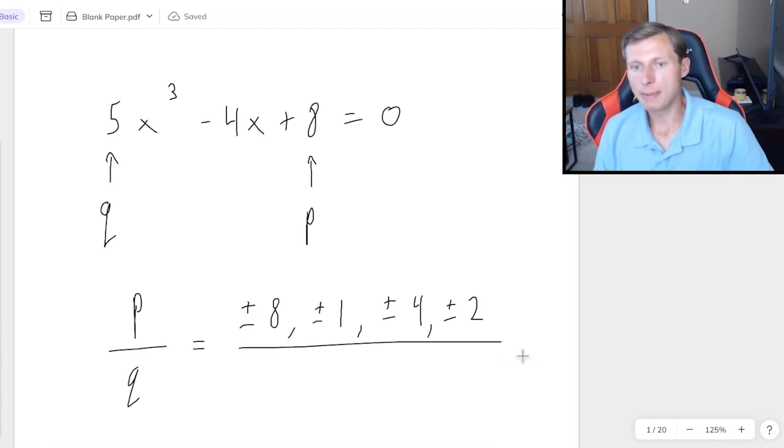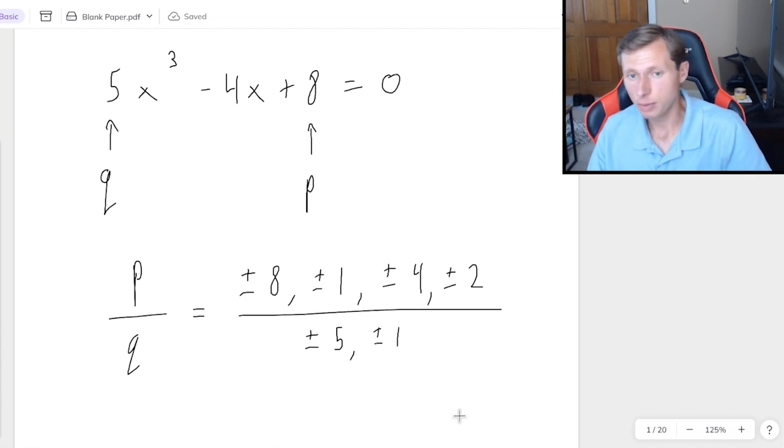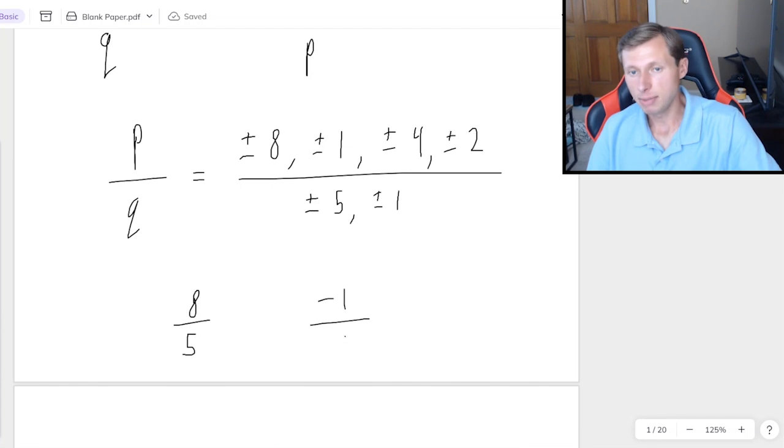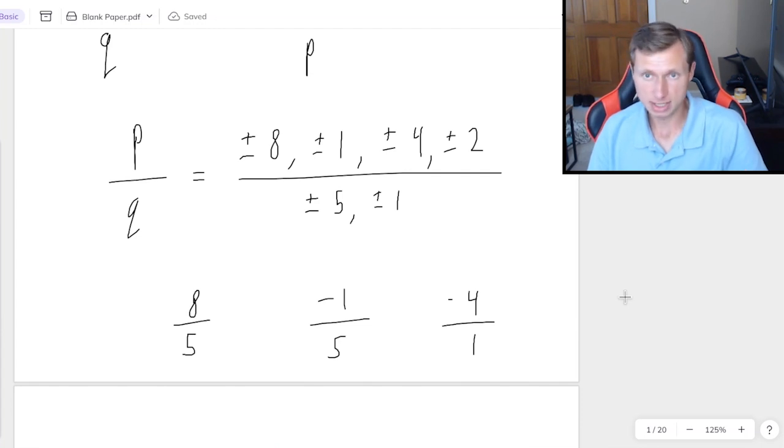Divided by all my possible factors of q, which in this case is only positive negative 5 and positive negative 1. And when I write it like this, I want you to realize that here are my possible roots. It might be positive 8 divided by positive 5. It could be negative 1 divided by positive 5. Could be negative 4 divided by positive 1. It can be any combination of these. But how do I know which one's right? Well, that is where the synthetic division comes in.